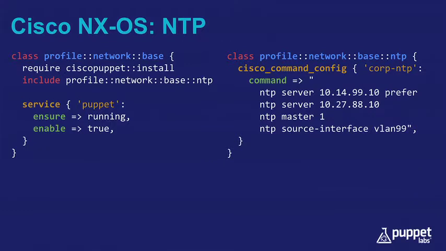Looking at Cisco Nexus, we're actually using the command config here, because previous to this week, we didn't have the NetDev type installed. So we're passing in a list of arbitrary CLI commands directly to the box. It may or may not be idempotent based on the receiving box, so your mileage here may vary.